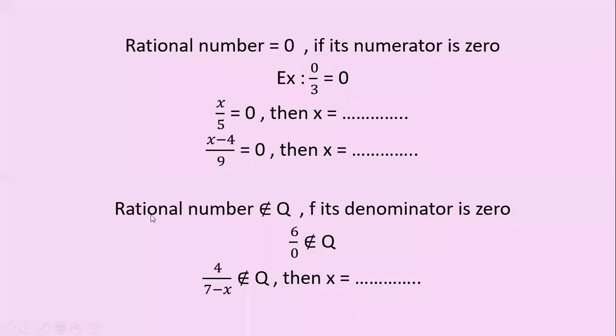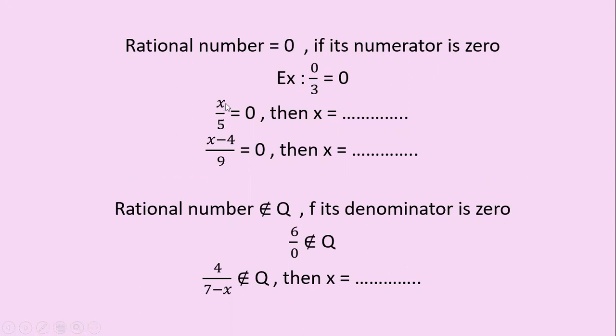Now, we learn how we write a rational number. Any rational number is a fraction, but its denominator is not equal to 0. If a rational number equals 0, then its numerator is 0. For example, if we divide 0 by any number, it equals 0. 0 divided by 3 equals 0.